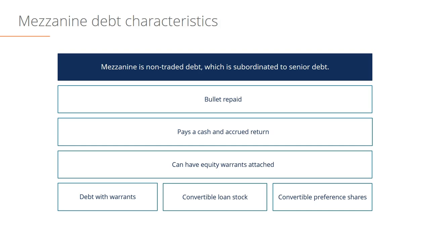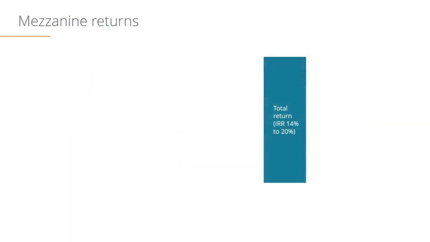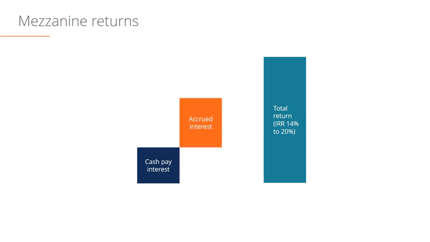Now let's take a closer look at the breakdown of mezzanine debt returns. So mezzanine lenders are typically targeting an internal rate of return of 14 to 20%. It consists of a few different components. The first is the cash interest that's paid by the company to the investor. And the second piece is the accrued interest. So part of the interest is paid in cash, part of it is accrued and ultimately repaid in principal. That comprises the contractual return that the company owes to the debt investor.